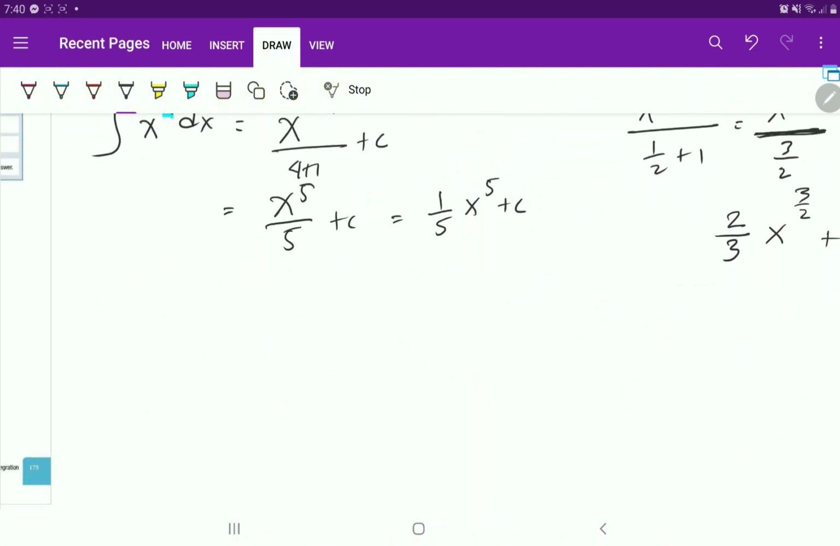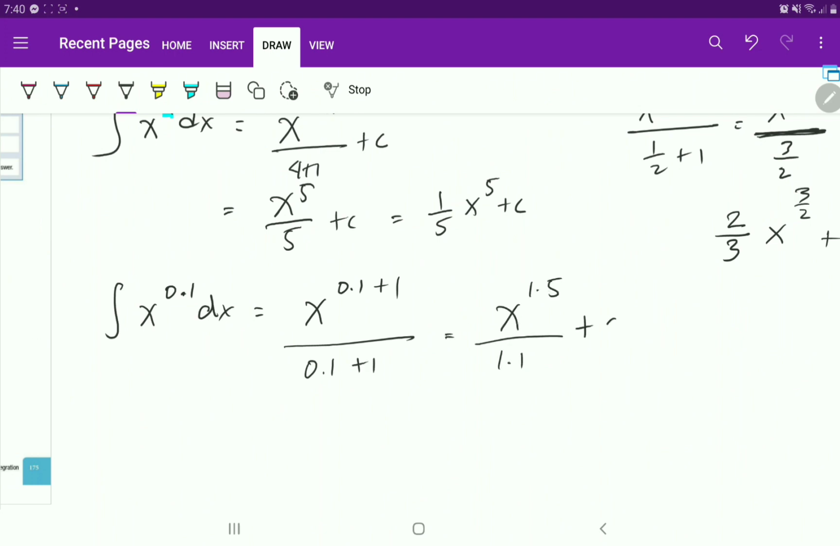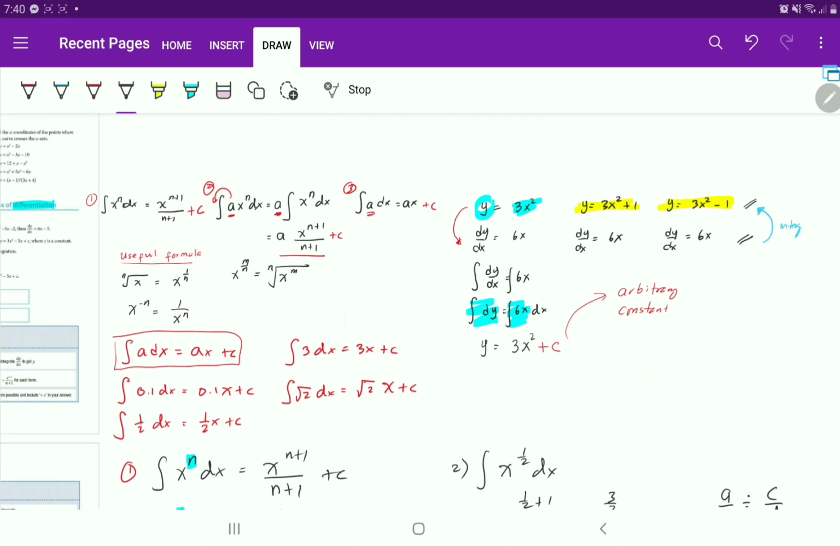Let's try to have one more example. Suppose you have the integral of x to the 0.1 dx. Again, it says x to the 0.1 plus 1 all over 0.1 plus 1, which is equal to x to the 1.1 all over 1.1 plus c. Okay, 1.1 plus c.